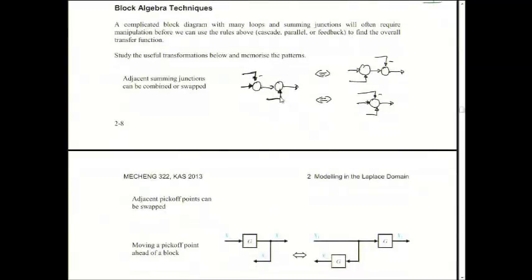This might be helpful because there may be a situation where we want to swap these two summing junctions around, because then we could simplify some other aspect of the diagram. And that's really easy to do. It doesn't matter which way you have them arranged.